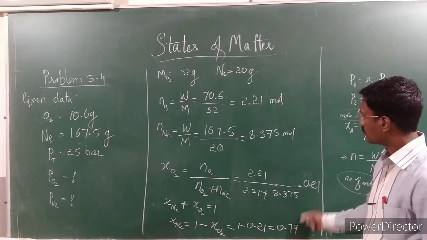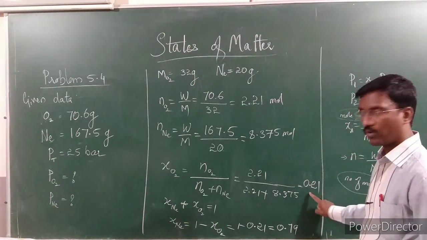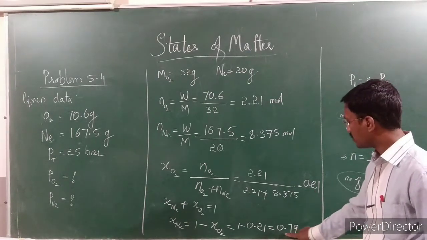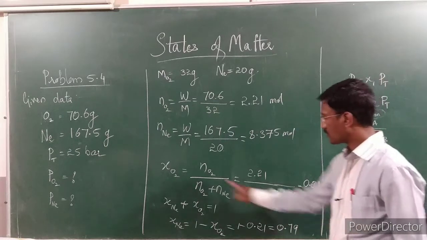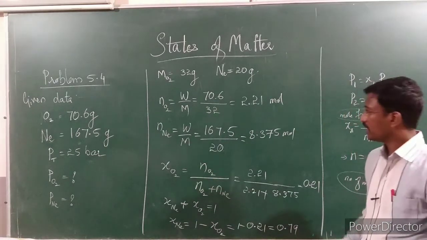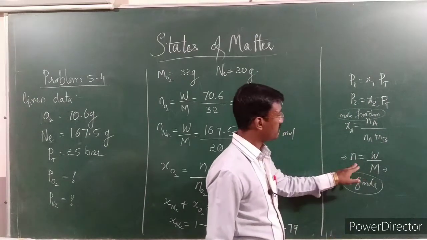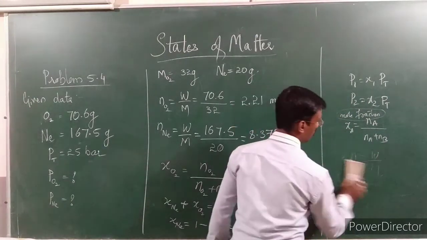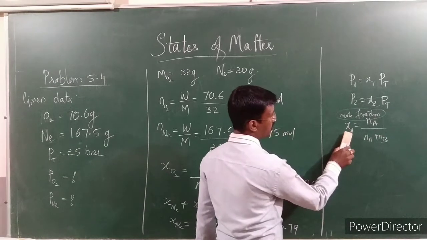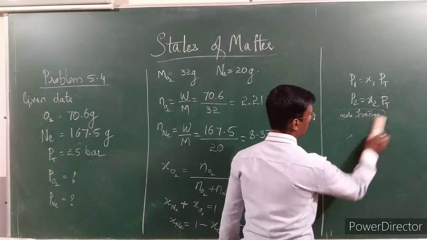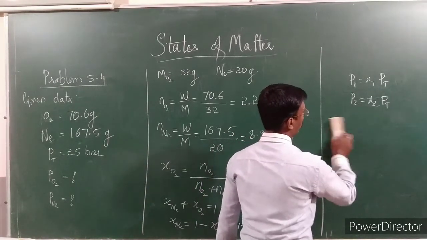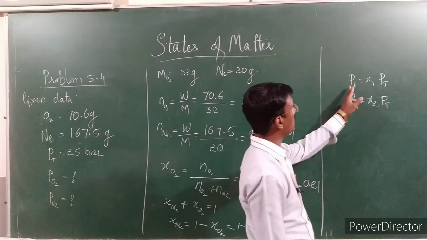Mole fraction has no units, that's why I have written only the number 0.21, and the other one is 0.79. This is oxygen, dioxygen, and this is neon. So look here, now we have calculated N, the number of moles. By this N I have calculated the mole fraction of dioxygen and neon. Now by using this I have to calculate the partial pressures.